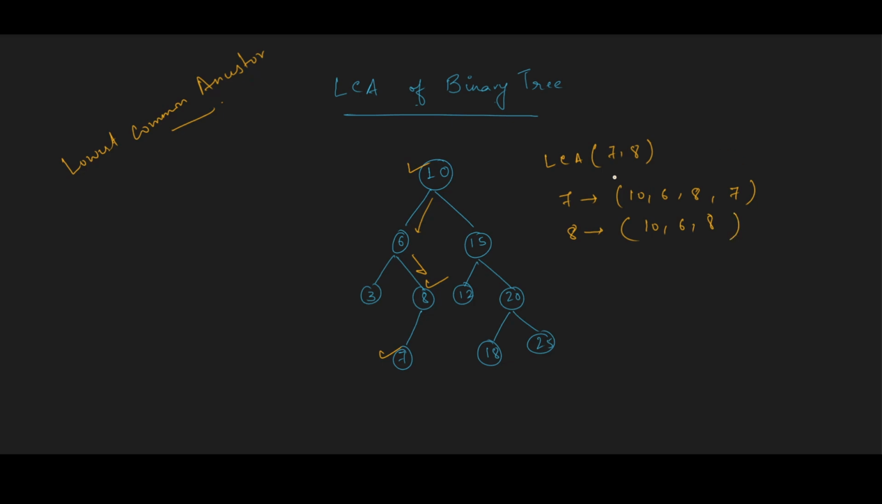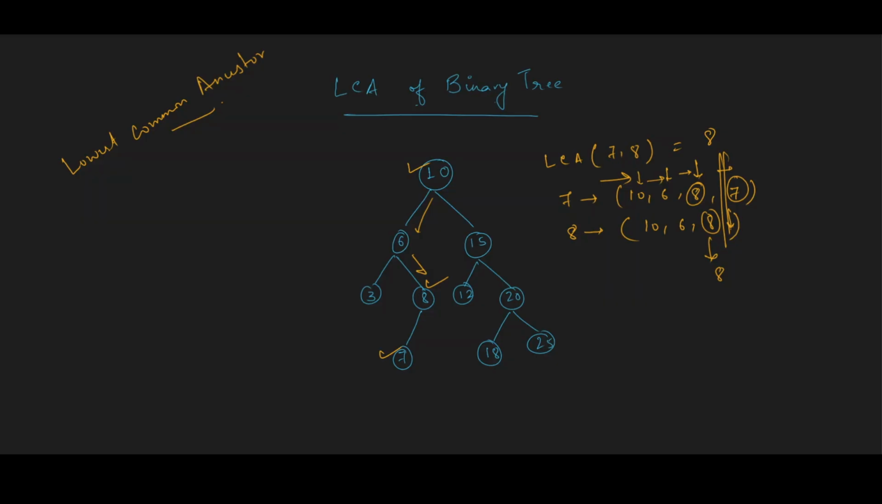Now if we check from the root, 10 is common, yes, we go further deep. 6 is common, yes, we go further deep. Is 8 common? Yes, 8 is also common, we go further deep. 7 is there and here we have no element, so this is not matching, so we stop here and we take the deepest common element. This is the lowest common ancestor for 7 and 8.